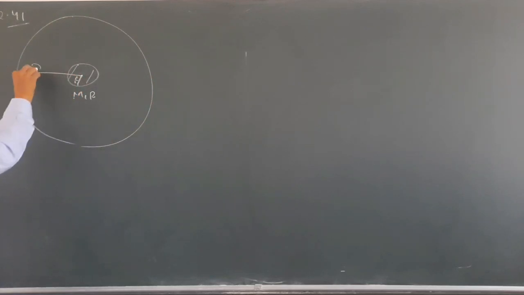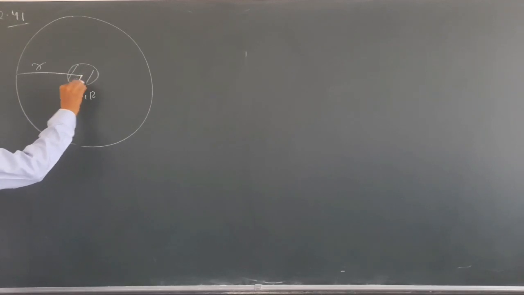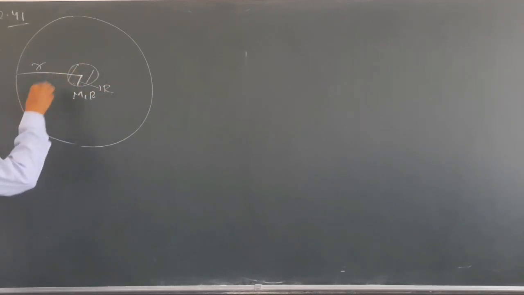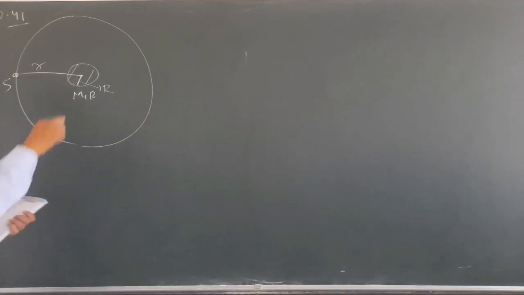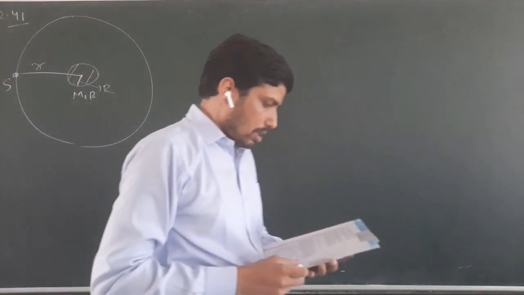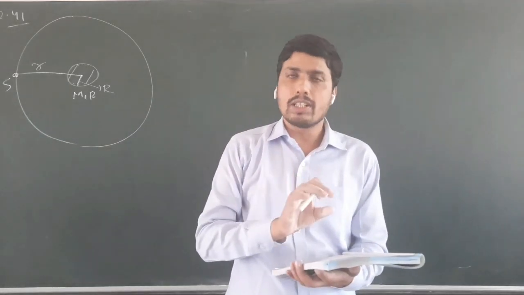And this radius is given as small r. So capital R is the radius of the planet, and small r is the radius of the orbit of the satellite. Satellite is revolving around the planet. From Kepler's third law, this statement is given.